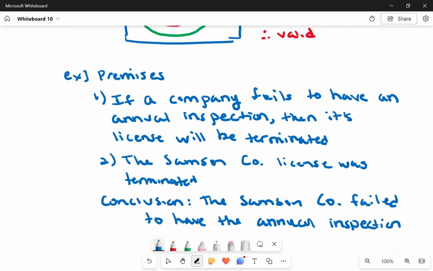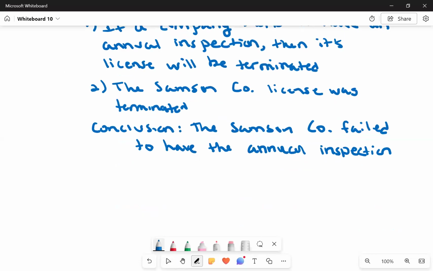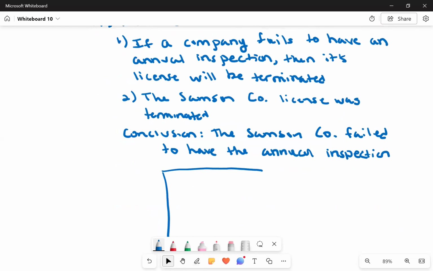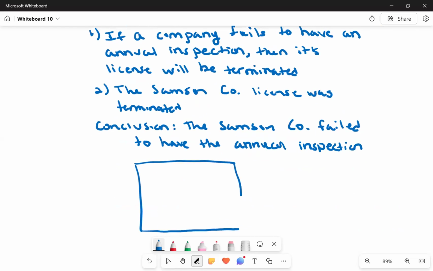All right. So let's draw this out. So the first set we have is based on the first premise. And here, let me zoom out a little bit so that I can see both. Okay. So a company fails to have, or I'm sorry, company has an annual inspection. Okay, so we'll say A represents annual inspection. Actually, here, oh look, we'll put AI for annual inspection. Okay. So that'll be what goes here. They have an annual inspection.